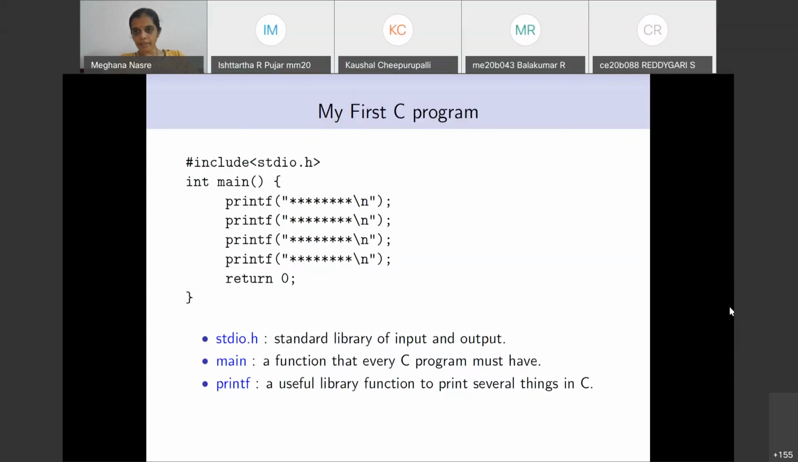One of the questions is, if we write string main instead of int main, will it work? No, C does not understand a data type called string. I have not even said what a data type is, but it does not understand what a string is. So we cannot write string main. It will not work. It will not understand it.